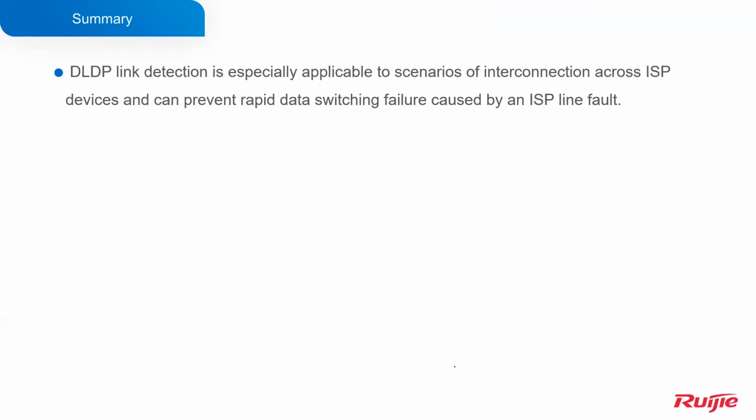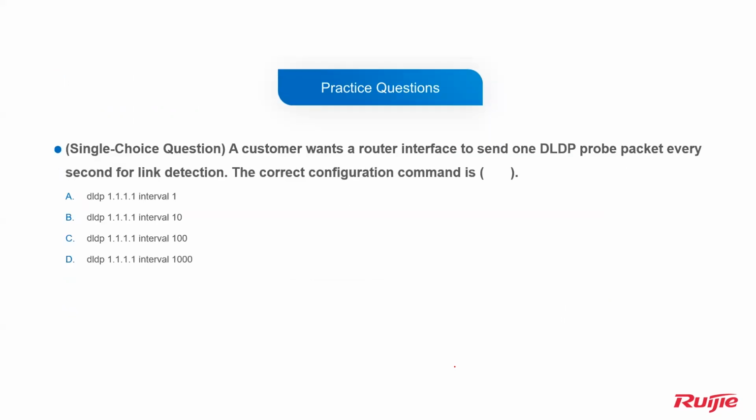So about this part, you can see a summary. DLDP link detection is especially applicable to scenarios of interconnection across ISP devices and can prevent rapid data switching failure caused by an ISP line fault. Okay, about DLDP, let's see some questions.